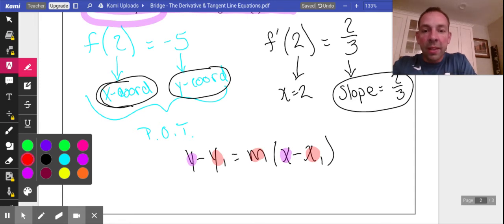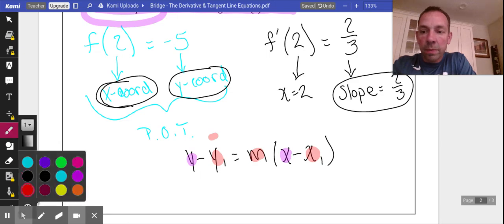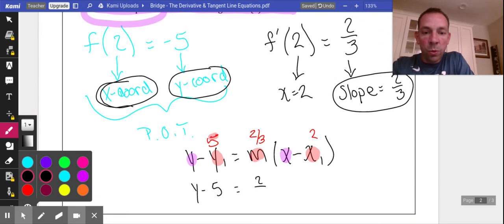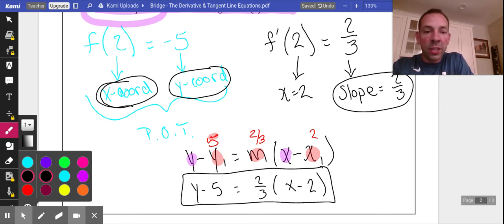All right, let's switch to the pen here. This y-coordinate is going to be a 5. The slope is going to be 2/3, and that x-coordinate is going to be a 2. So all I'm going to write here is that y minus 5 equals 2/3 quantity x minus 2, and you've got the equation of your tangent line.